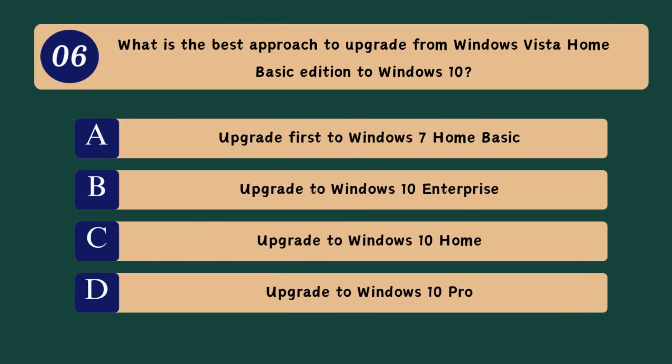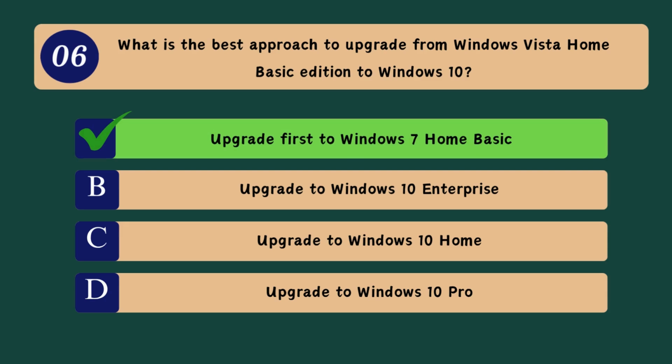Question 6. What is the best approach to upgrade from Windows Vista Home Basic Edition to Windows 10? A. Upgrade first to Windows 7 Home Basic. B. Upgrade to Windows 10 Enterprise. C. Upgrade to Windows 10 Home. D. Upgrade to Windows 10 Pro.